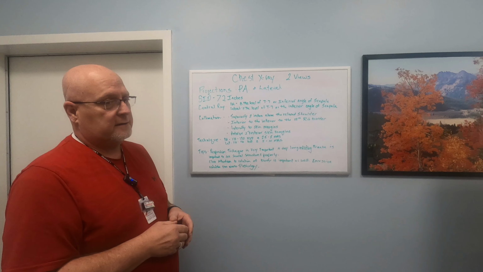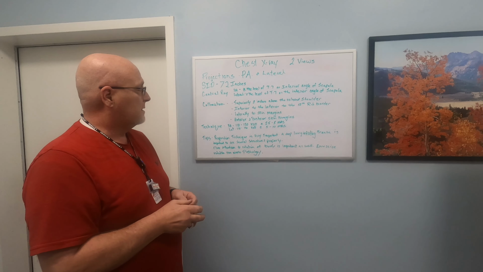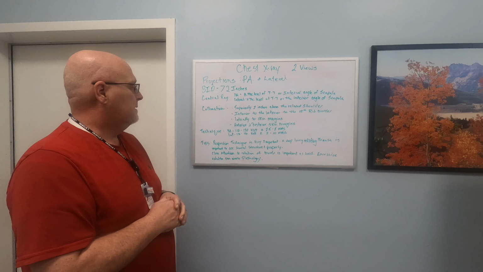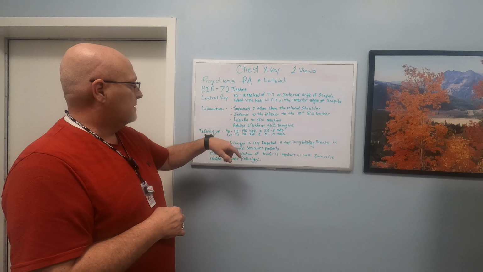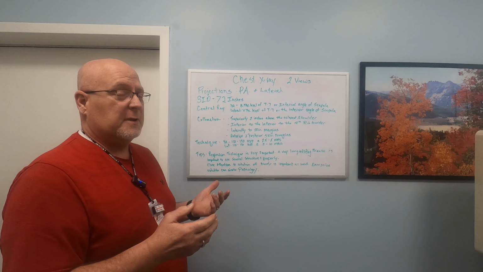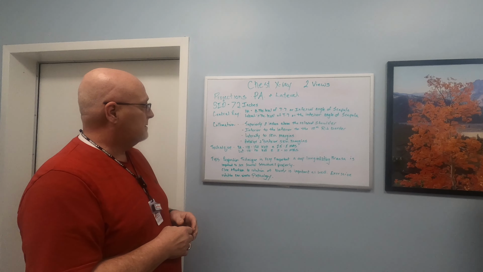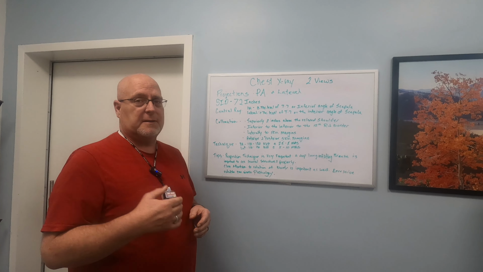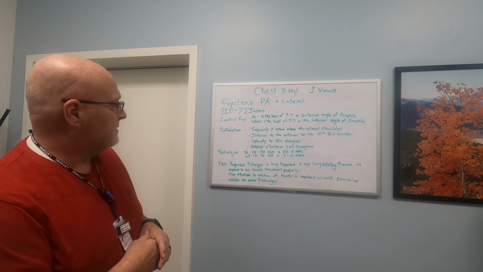Technique, we're going to use a high kVp technique because we're looking at soft tissue, so we want a lot of shades of gray. So the PA, we're looking at 110 to 120 kVp, 2.5 to 5 mAs, depending on the size of the patient. Lateral, 110 to 120 kVp, 5 to 10 mAs, depending on the size of the patient.